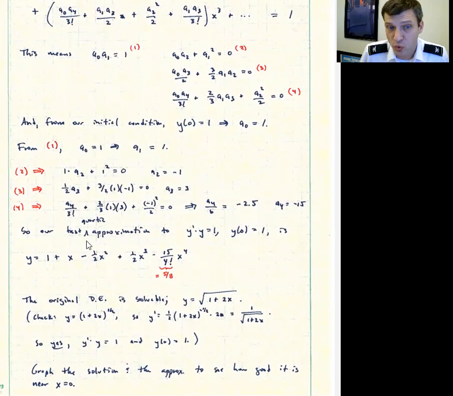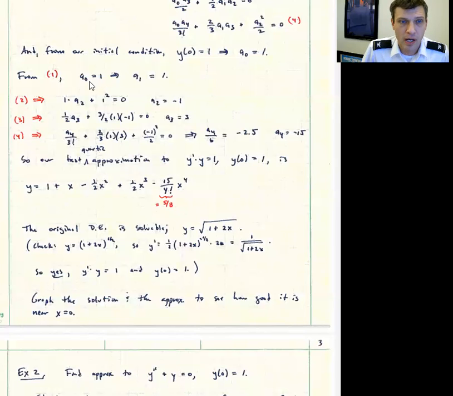So our best, in this case, quartic approximation to this differential equation with this initial condition is, put them all together, a naught is 1, a1 is 1, a2 is -1, but I had an a2 over 2, so I get -1/2. And then I have a 3 here, so it's 3 over 3 factorial, which is the same thing as 1/2 x cubed. And then I can simplify this, but I didn't at first. -15 over 4 factorial, -15 over 24. You can simplify that to 5/8. So I get this equation here. All right.